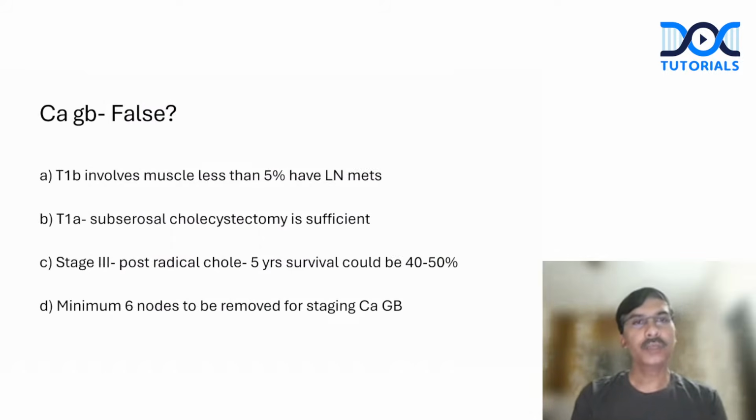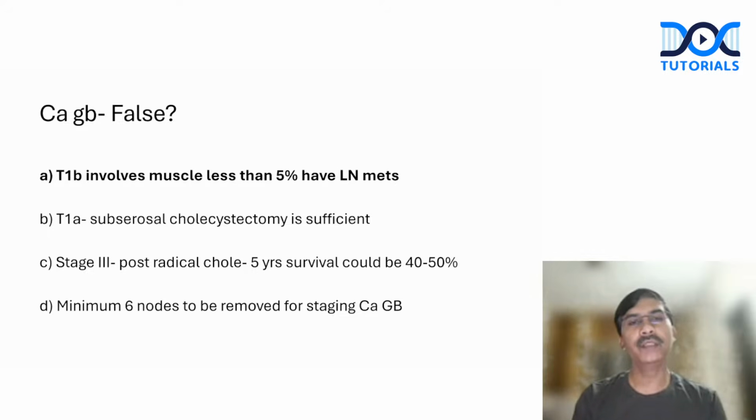Regarding carcinoma gallbladder, one of the following is false. Staging, T1B involves muscle and it involves less than 5% with lymph node spread. In case of T1A, subserosal cholecystectomy is sufficient. Stage 3 post-radical chole 5-year survival could be as close to 40 to 50%, and minimum 6 nodes are required to stage carcinoma gallbladder properly.